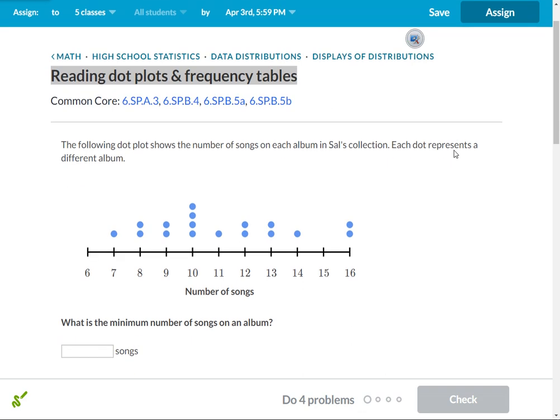So here's the scenario. The following dot plot shows the number of songs on each album in Sal's collection. Each dot represents a different album. What is the minimum number of songs on an album? Well, the graph represents the number of songs. The smallest number represented is 7, so the answer will be 7 songs.